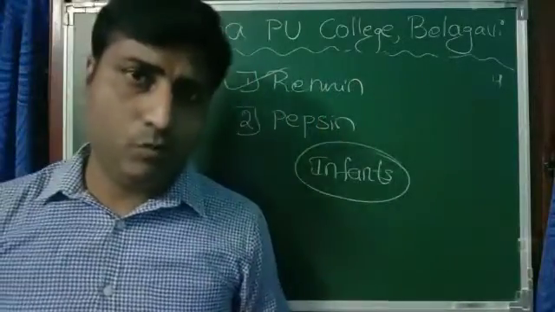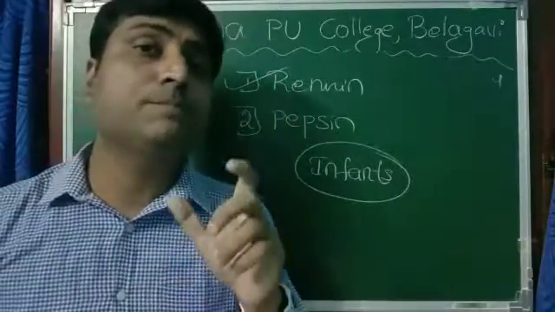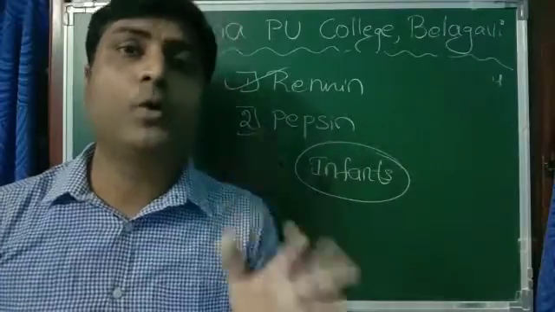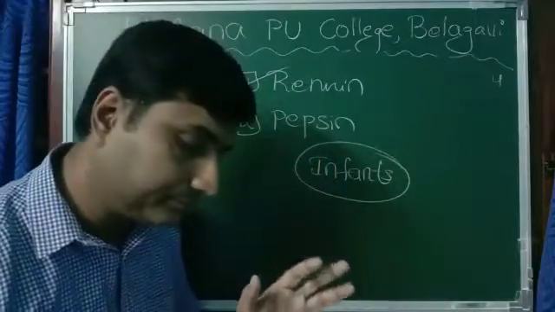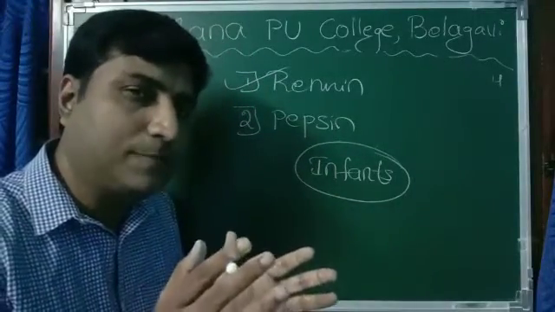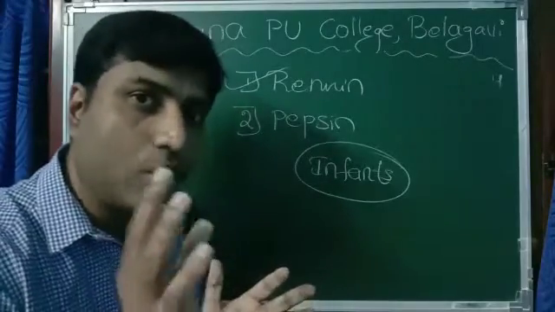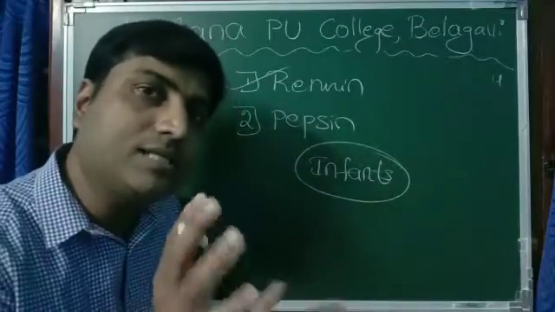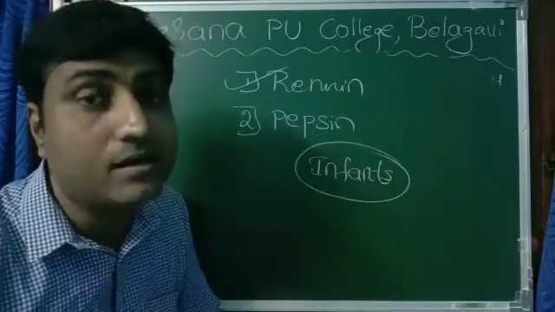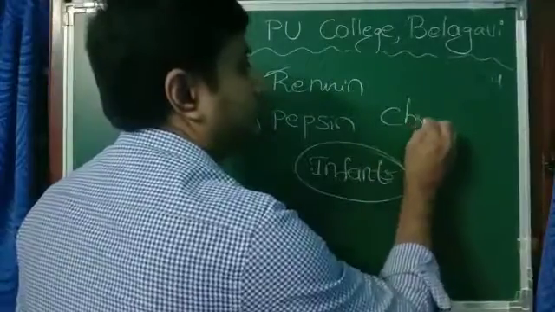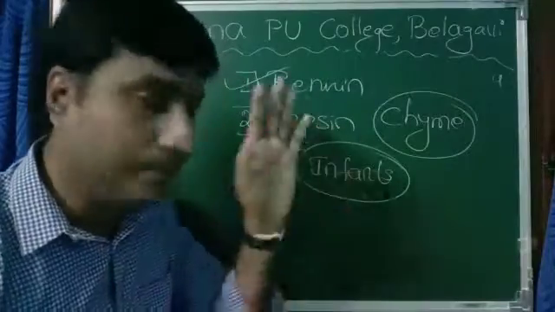Then there is pepsin, an enzyme that acts on protein and helps in the digestion of the protein. In the stomach, food is partially digested. So food in the stomach is in semi-solid form, not solid, not liquid, half solid, half liquid, a paste-like thing. And that form of the food is called chyme.